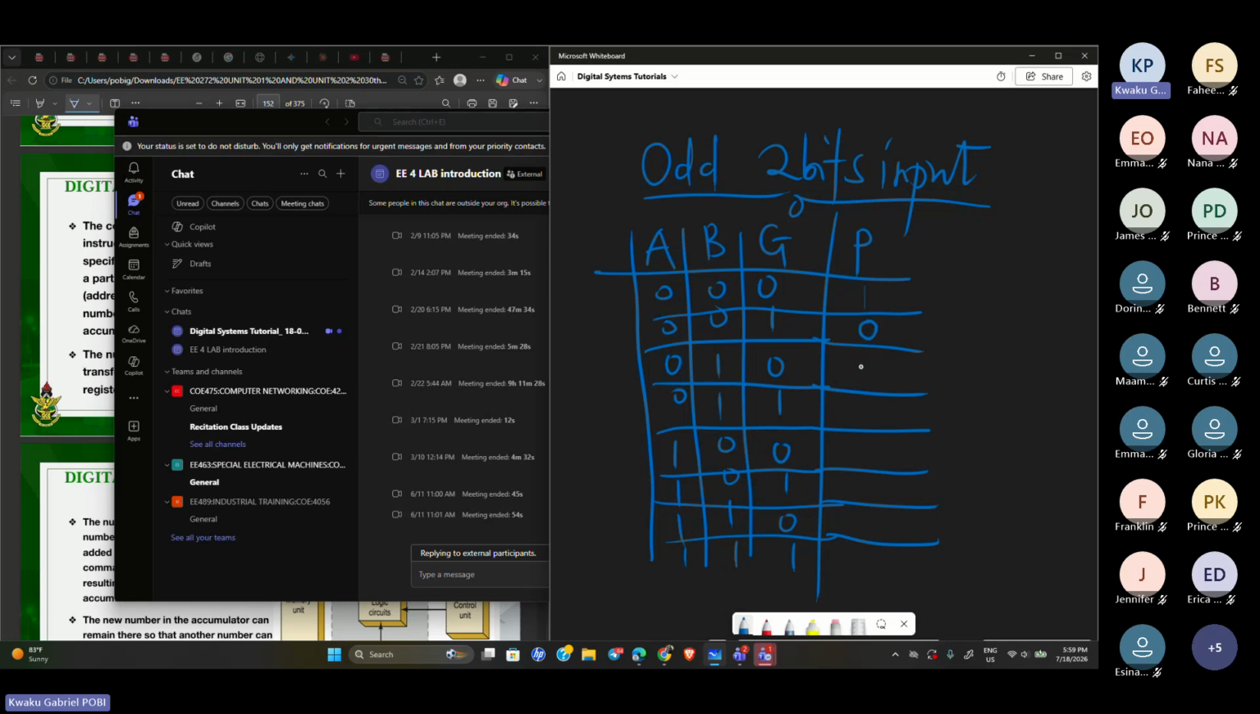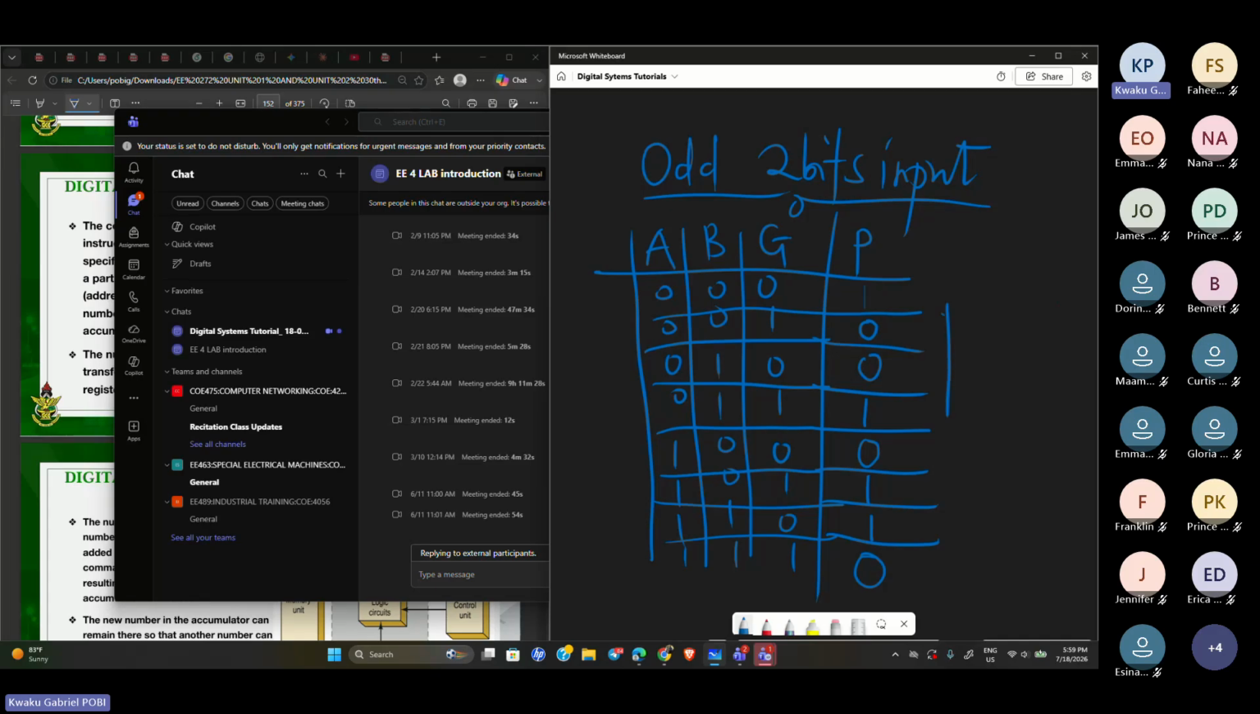0, 1, 0 should be what? A 0. 1, 1 means even, you should append a 1 to make it odd. Here, it's odd already, so 0. Here too, even. So yeah, you have to append a 1. Here is even, you have to append a 1. And here is odd, so you have to append a 0.